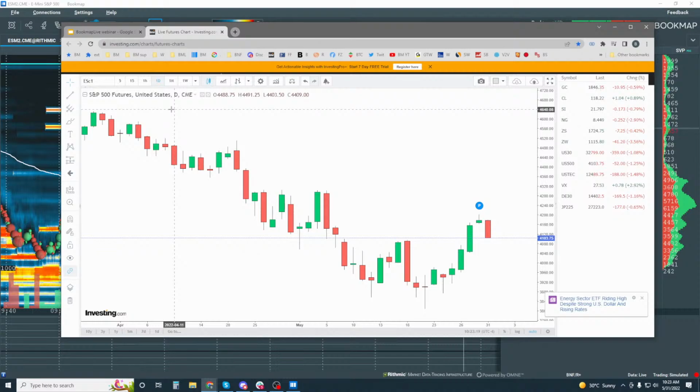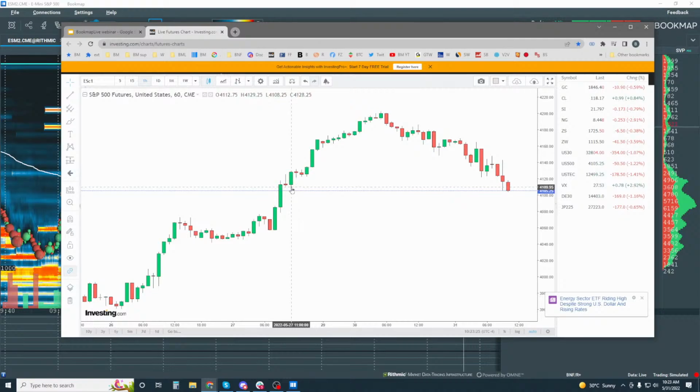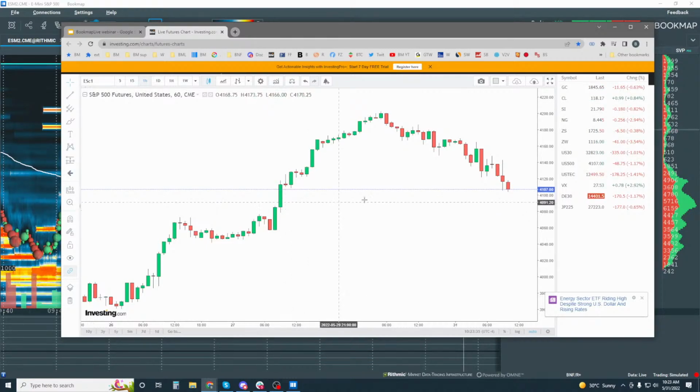All right, let's take a look at the 1 hour. Down below these little swings here and continuation. So yeah, looking for it to come back down and retest maybe around here, 40.78. We've got to get through 4,100.